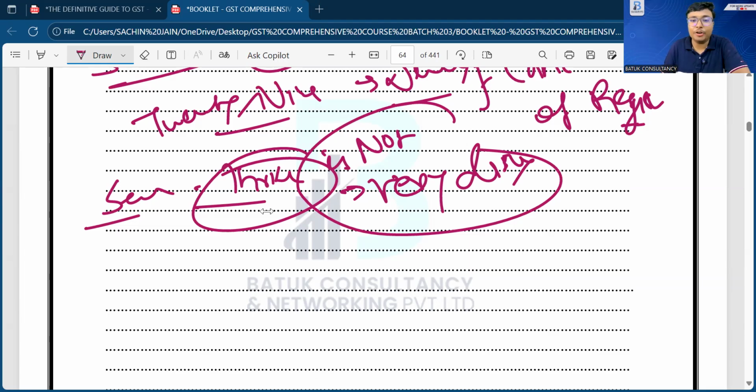No, sir, GSTN cannot be transferred. No, sir, for TDS we can deduct. We have to take the GST registration as a TDS deductor.